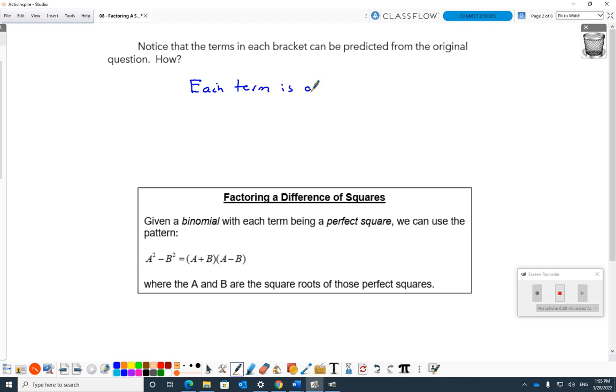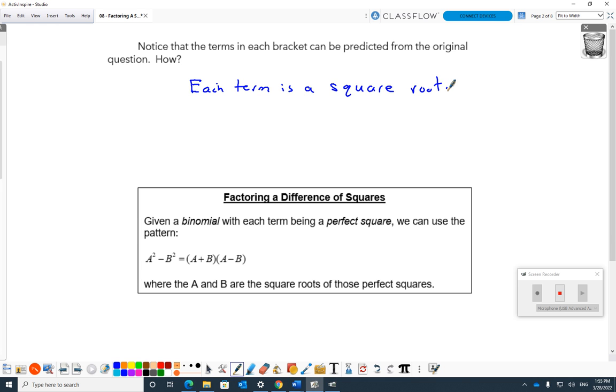Each term is a square root. I'll try and write it like that because that's exactly what she said there. Couldn't square root help us out here? And then there's a box there that probably didn't get explained exactly like this in grade 10 or 11, but it's a good box for us in grade 12. Factoring a difference of squares.